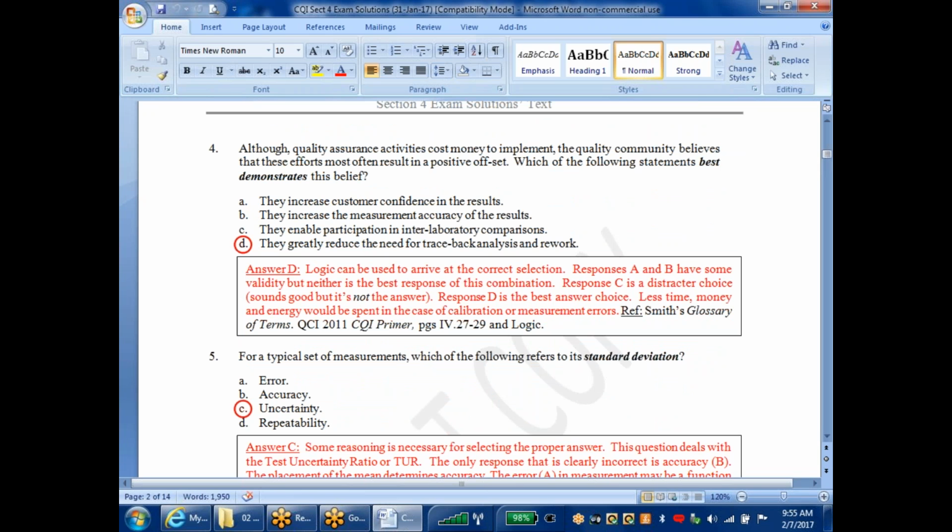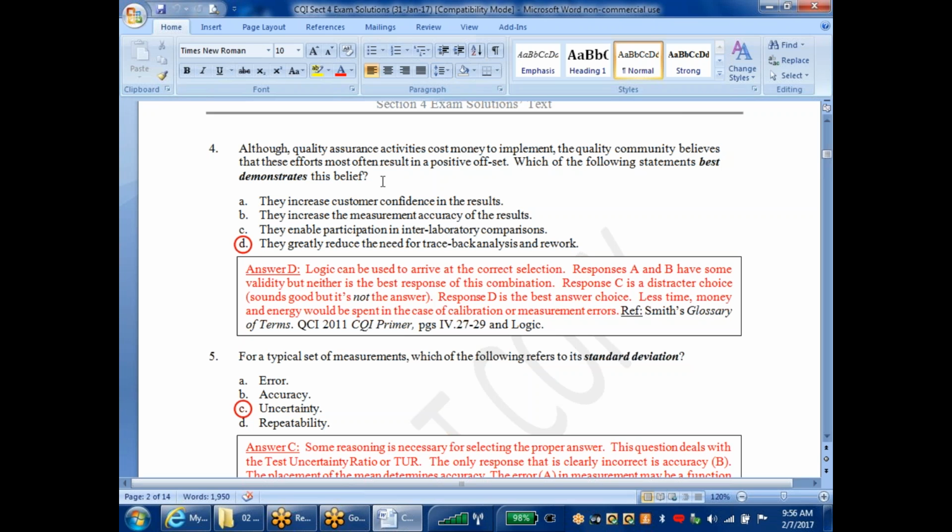Four, although quality assurance activities cost money to implement. When we think about quality assurance, we have to think about planning, things like prevention, improving quality, and that type of thing. Everything costs money, right? The quality community believes that these efforts most often result in a positive offset. In other words, we spend money, but we get our money back plus more. Which of the following statements best demonstrates this belief?